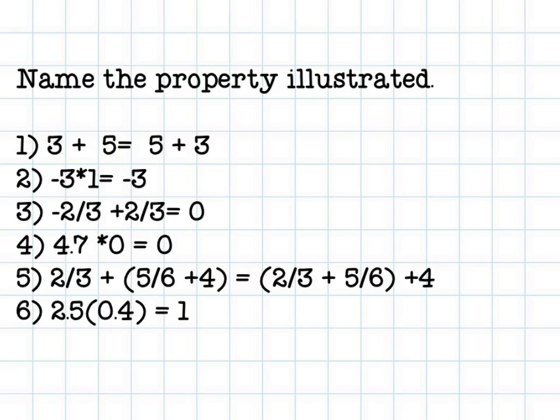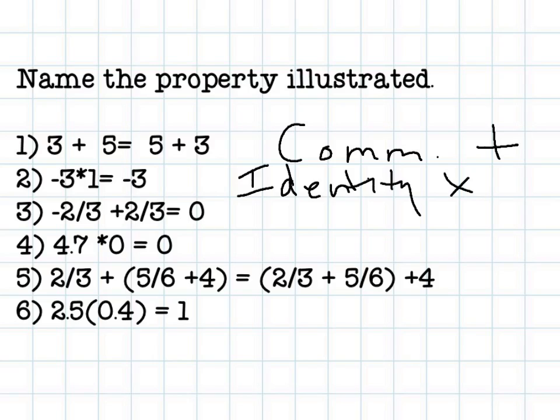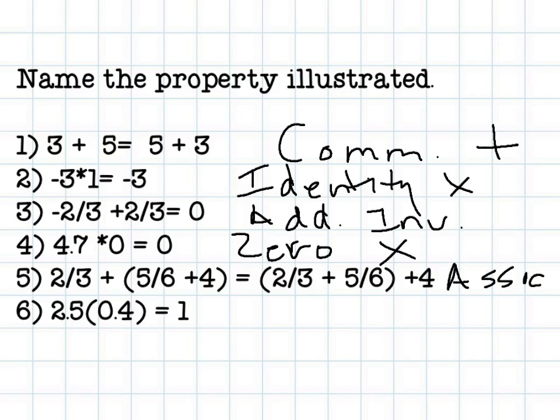Okay, so number 1 is the commutative property of addition. It's commutative because the numbers are in a different order. On the first side, it says 3 plus 5. On the second side, it says 5 plus 3. The second property is the identity property of multiplication because we are multiplying by 1. The third property is the additive inverse because we added opposites to get 0. Number 4 is the zero property of multiplication because any number times 0 gives you 0. Number 5 is the associative property of addition because the grouping is different.